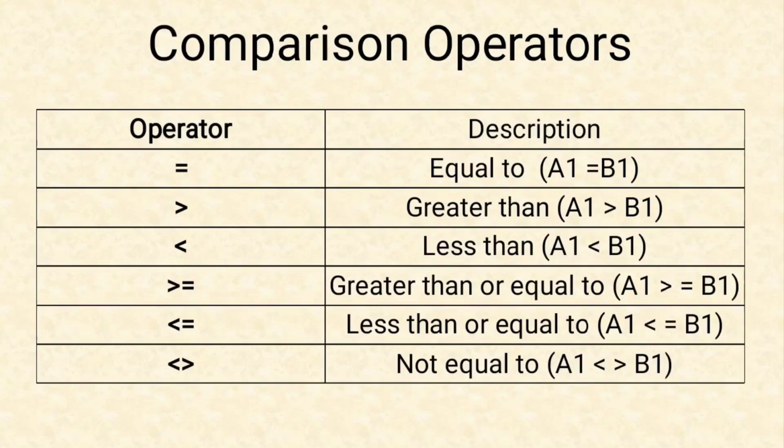Comparison operators are those operators which help you to compare two values. Comparison operators mostly return the value in the form of true or false. If the value is correct, then the answer will be true, otherwise it will be false. Like if the value of A1 is equal to B1, then the value will be true, otherwise it will be false. With the help of comparison operators, you can find out equal to, greater than, less than, greater than or equal to, less than or equal to, or not equal to.